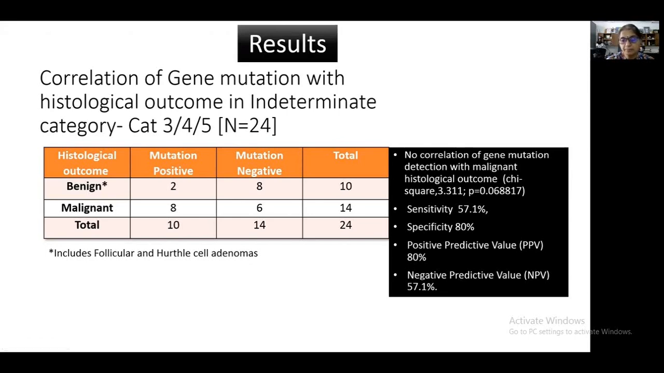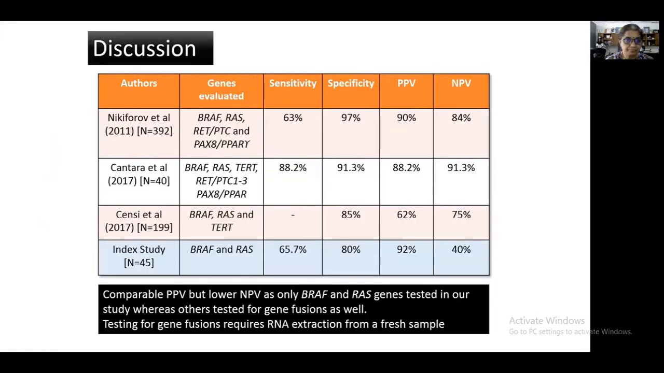So this low negative predictive value and a moderate sensitivity mean that you cannot exclude a malignancy if the test comes back negative. But the relatively good PPV and the relatively high specificity of 80% mean there's a high probability of having a neoplastic lesion which is malignant if this test turns positive.